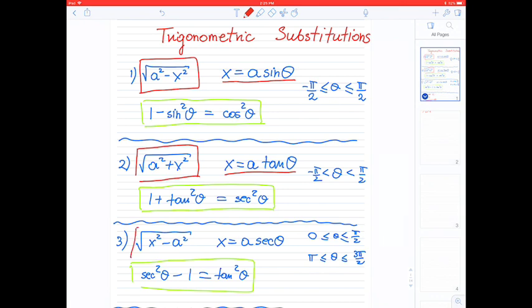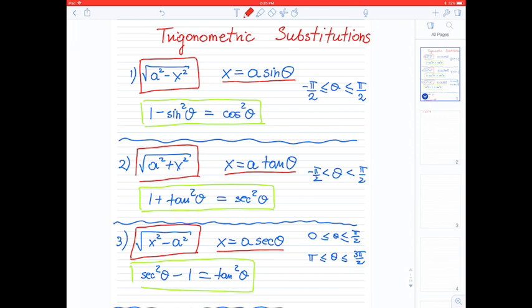And the third one is the square root of x squared minus a squared. Then it's worth doing the substitution x equals a secant theta, just because of the trigonometric identity secant squared theta minus 1 equals tan squared theta.